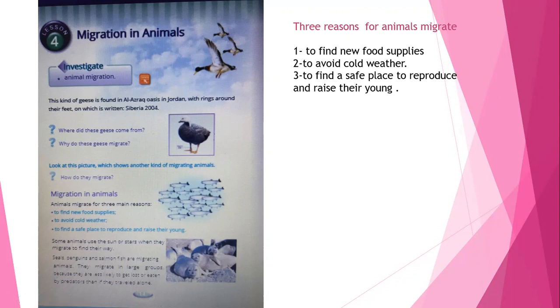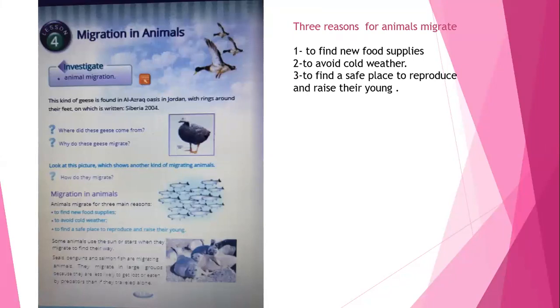Now here we have three animals. Let's read about them. We have seals, penguins, and salmon. There are seals, and here we have the penguins and the salmon fish. They are migrating animals. They migrate in a large group.